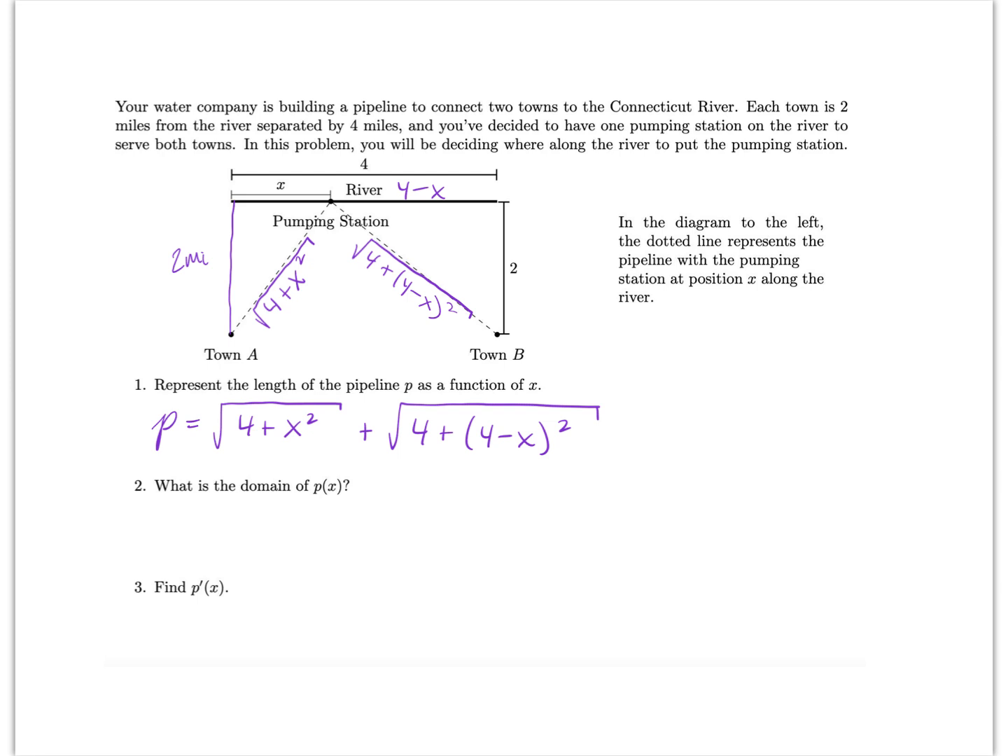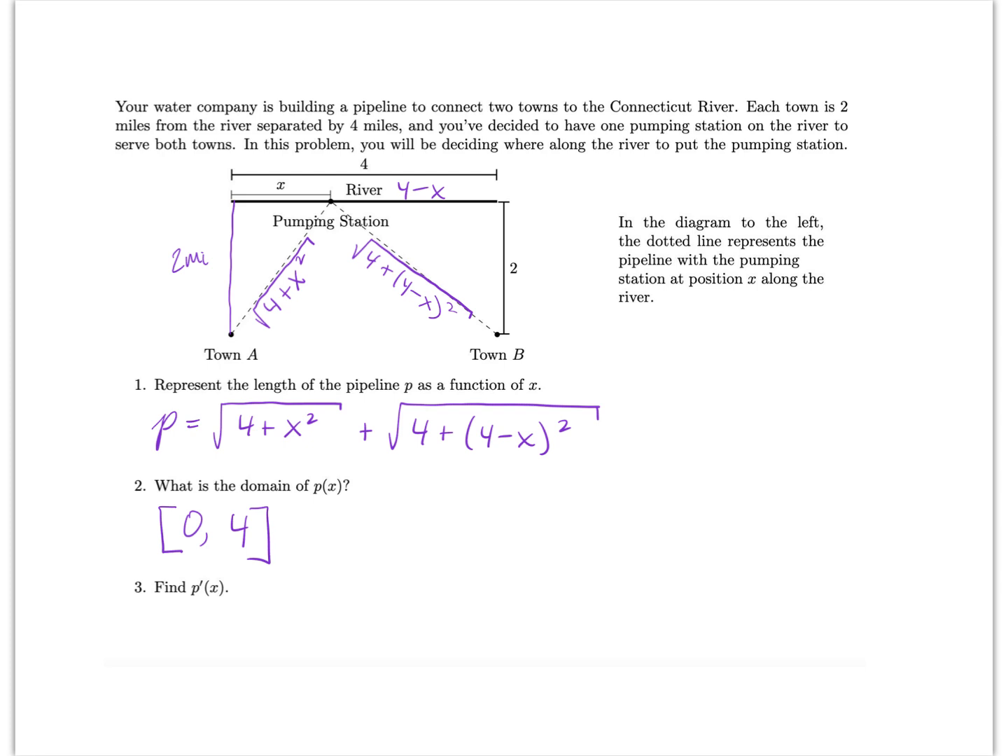What is the domain of P of x? So I'm going to put the smallest value of x and the largest value of x. Looking at the picture, we're measuring x as the distance from directly across from town A to some distance over till we get to town B. So the smallest x could be is 0. And the biggest x could be would be if we put it all the way over here across from town B, in which case x would be 4.